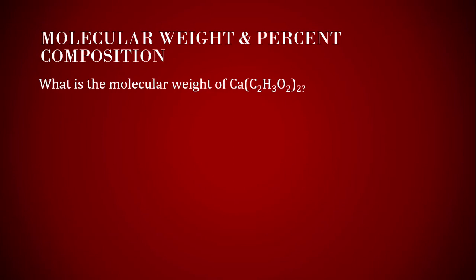And so here's one for you to do. What is the molecular weight of calcium acetate? Stop the video, figure it out. I'll give you the answer, then I'll walk you through it. Go. And the answer is 158.17 grams per mole. There are the headings for the table.